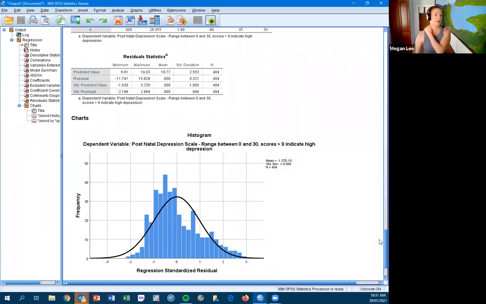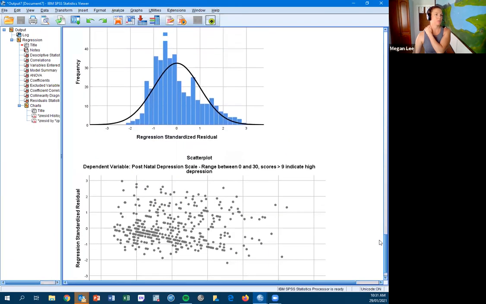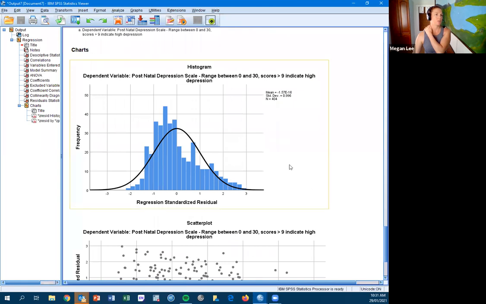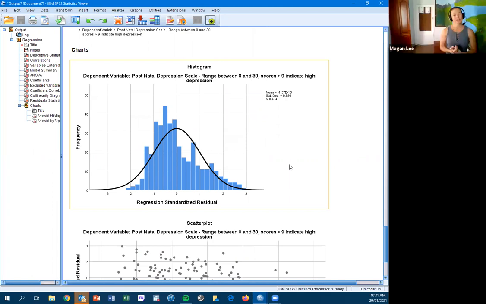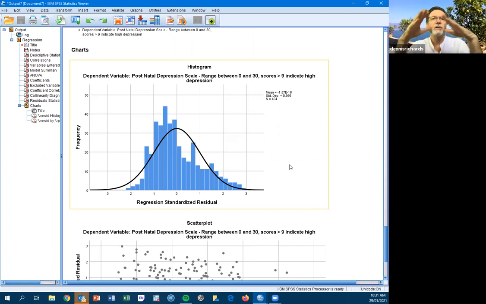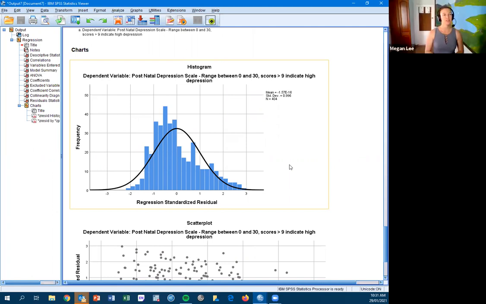And here are our charts for our residuals, so whether or not our residuals are normal. What does that look like to you? Fairly normal. I would say that's a bit skewed. Well, it is, you're right. The black is a normal curve. So it's a little skewed.